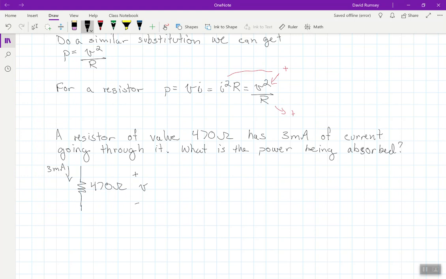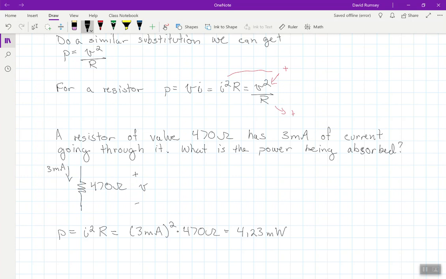Now, there's more than one way to do problems like this. The simplest, what I would consider the shortest way, is again for resistors. Remember, we have three power formulas. One of them is I squared times R, which would be 3 milliamps squared times 470 ohms. And again, make sure you're careful with all of your units. If you do these computations straight in your calculator, you'd wind up with 4.23 milliwatts. And again, our power is always absorbed for the resistor.